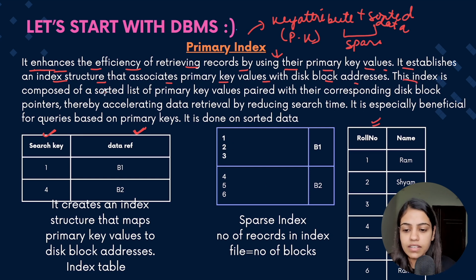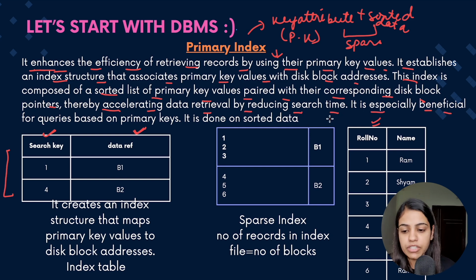Now this index is composed of a sorted list of primary key values with their corresponding disk block addresses. So this is sorted data of the primary key values and their disk block addresses, thereby accelerating data retrieval by reducing the search time.